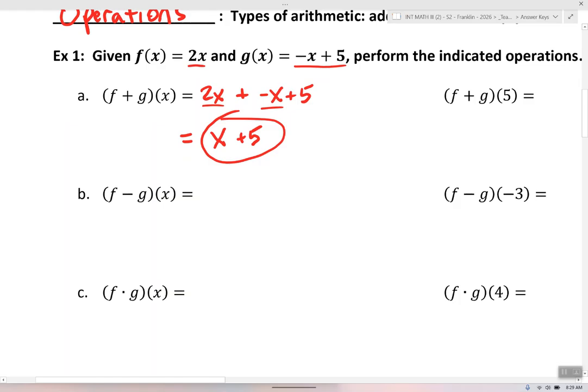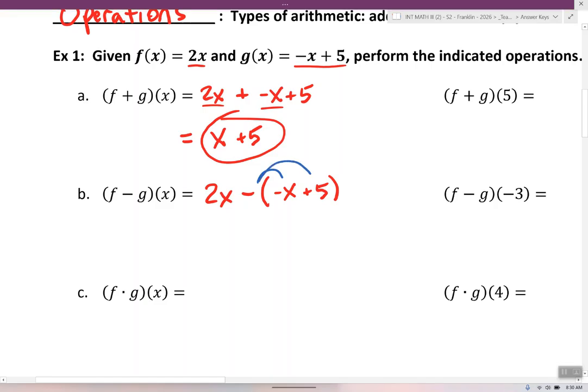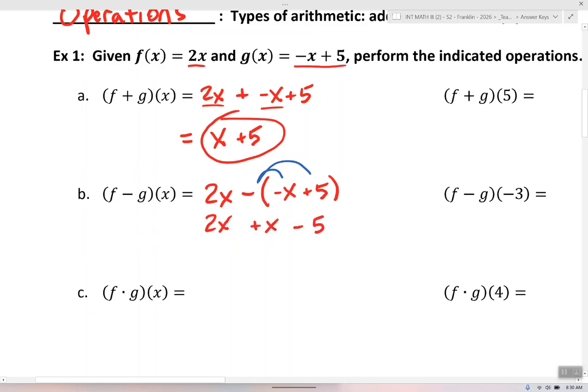Okay, how about f minus g of x? Now this is a little bit trickier just because when we subtract the entire function, you'll want to make sure we put that in parentheses, because what we have to do is then distribute that negative sign to both of these, because we're subtracting every term inside that function. So what it really is is 2x plus x minus 5. And we end up with 3x minus 5.